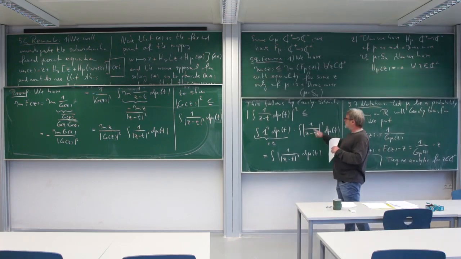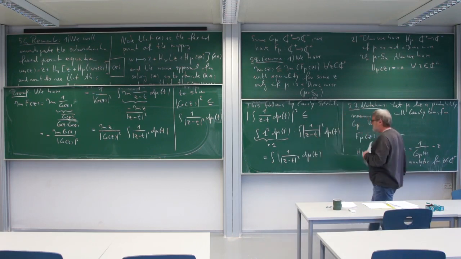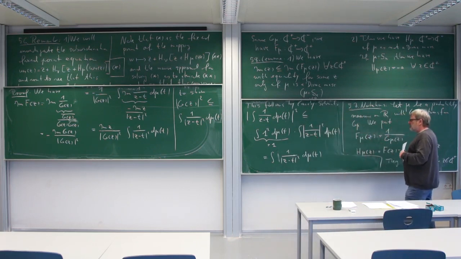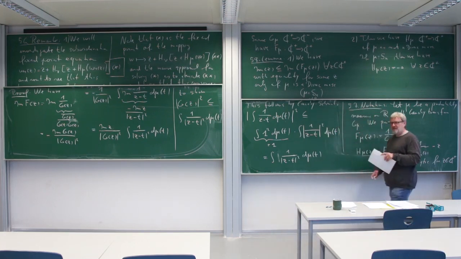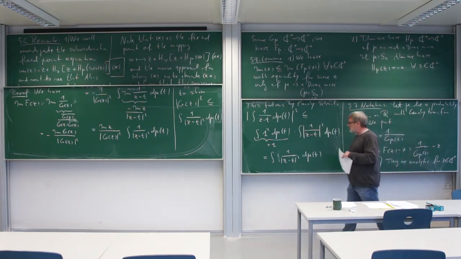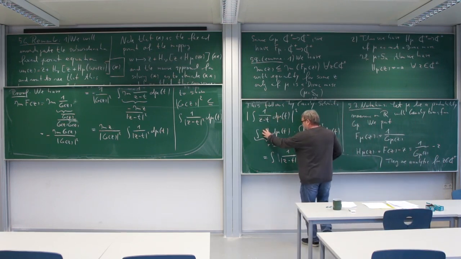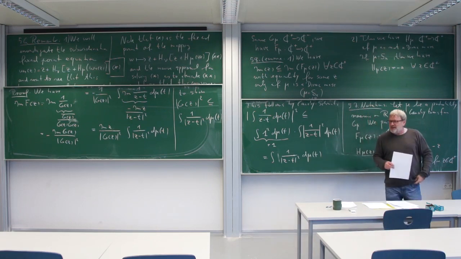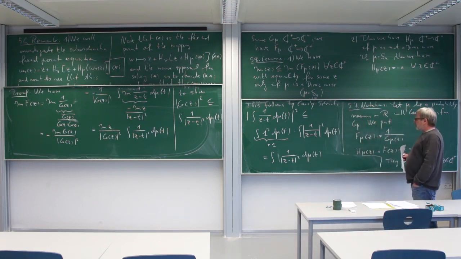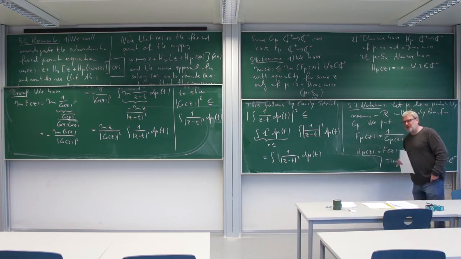And when can I have equality in Cauchy-Schwarz? This is when the two functions which are involved are linearly dependent. So this means equality here can show up if the function 1 and the function 1 over z minus t are linearly dependent in L2 of mu. But this means, of course, that the function 1 over z minus t must be constant, almost surely with respect to mu. And this means, of course, that mu has to be a Dirac measure.